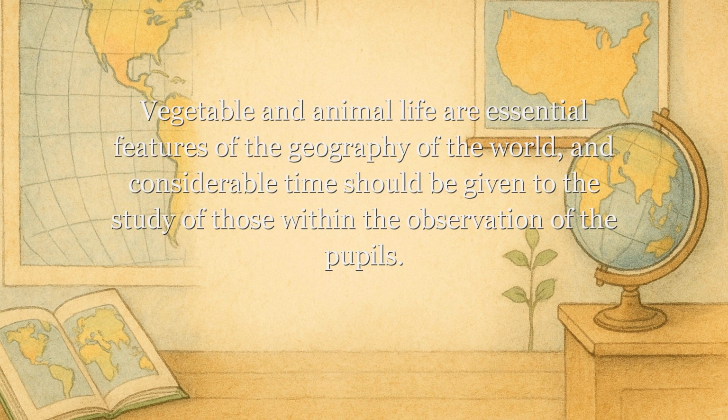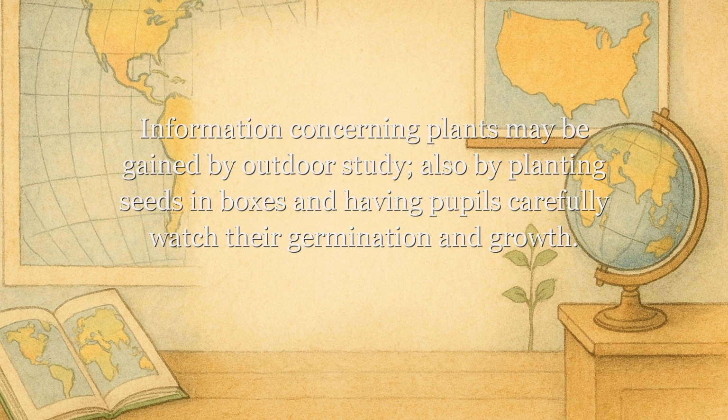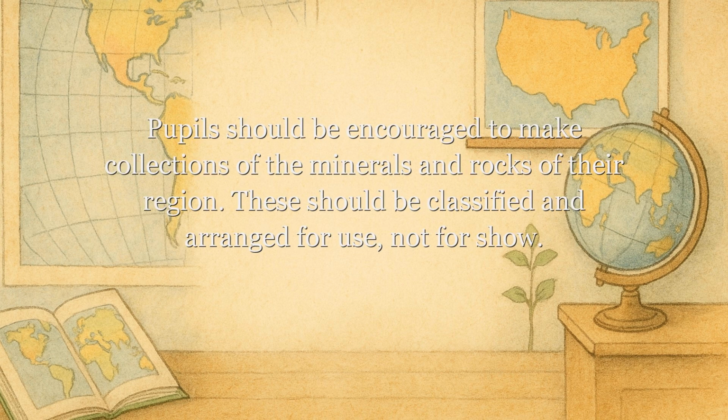Vegetable and animal life are essential features of the geography of the world, and considerable time should be given to the study of those within the observation of the pupils. Information concerning plants may be gained by outdoor study, also by planting seeds in boxes and having pupils carefully watch their germination and growth. Pupils should be encouraged to make collections of the minerals and rocks of their region. These should be classified and arranged for use, not for show.